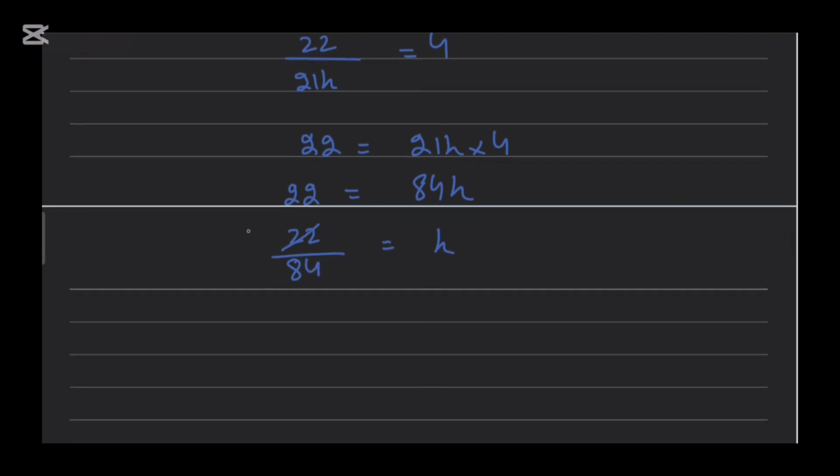If you cancel them, you will simplify them. 2 4s are 8, 2 2s are 4. So what is the value of h? 11 over 42. So this is the answer.